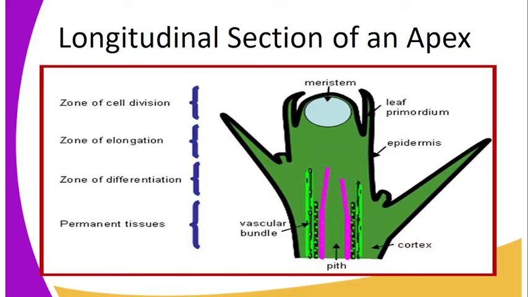After that, we have the zone of differentiation. Can you see the zone of differentiation? In this region, cells are differentiated and they form various tissues in the body. You can see in this region we have the vascular bundle starting to form. In the vascular bundle we have the phloem and the xylem.